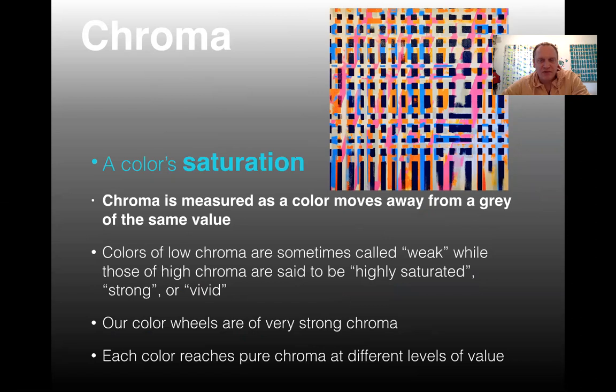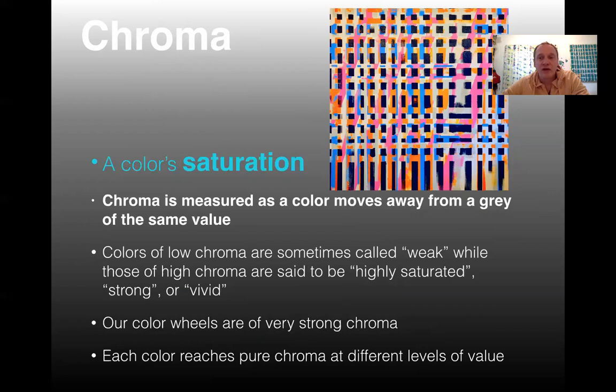And chroma might be the most difficult one to conceptualize. A lot of people confuse chroma with brightness. And chroma is a color's saturation. So it's measured as a color moves away from gray. So it's intensity of color, not brightness of color. So low chroma colors would be called weak, where those of a high chroma would be highly saturated. So when I mentioned lime green, we would think of lime green as a weaker saturation, whereas a pure green would most likely be a higher saturation, higher chroma. And we might call that green vivid or strong.